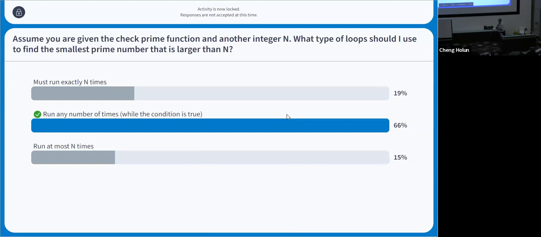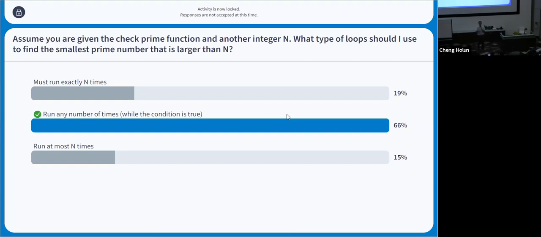Okay. Wow, good job. Most of you got it right, because you don't know how many numbers come afterwards. What is the prime number gap? That is the biggest problem: how many numbers are there between each two prime numbers?